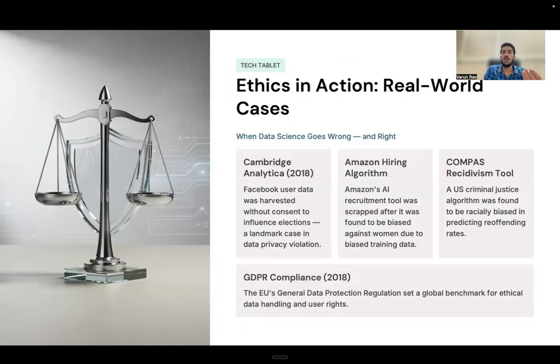And based on these kinds of ethics, we have some real cases that have happened in the world, which are still trying to improve the ethics of data. For example, in 2018 at Cambridge Analytica, Facebook user data was harvested without consent. Now, this is a very important word. And this was used to influence elections, which is directly a case of data privacy violation. Then you have the Amazon hiring algorithm.